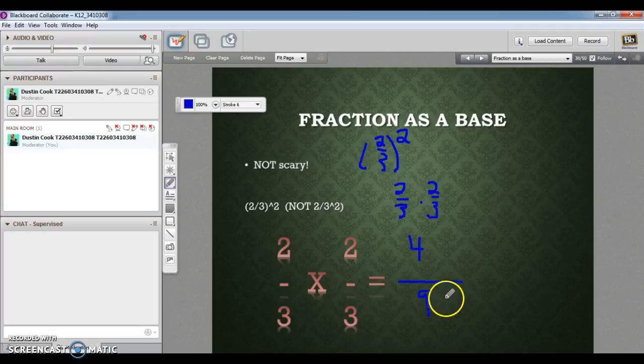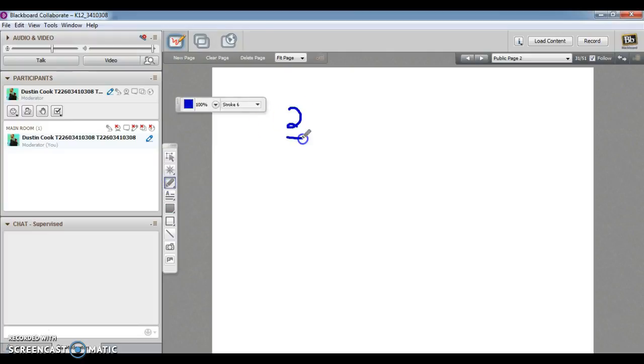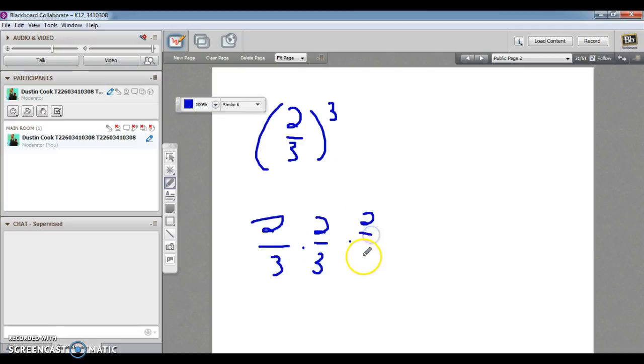And that's not that bad. So whenever you see a fraction, I just encourage you to write it out this way. If it was, let me make a new page. If it was 2/3 to the third, that's really no more intimidating. It's just 2 over 3 times 2 over 3 times 2 over 3. 2 times 2 is 4. 4 times 2 is 8. 3 times 3 is 9. 9 times 3 is 27. And that's it. That's your final answer.